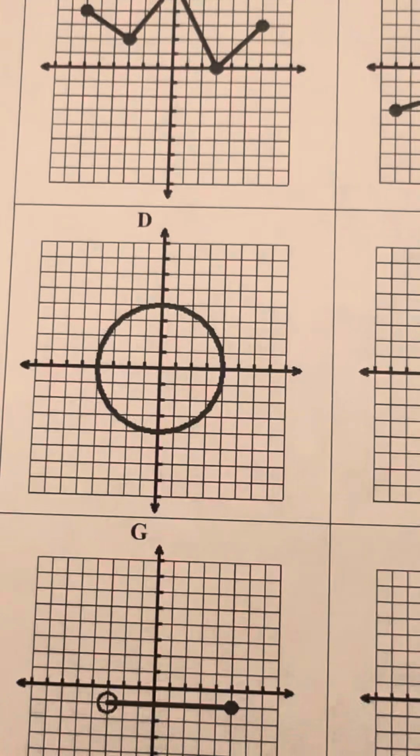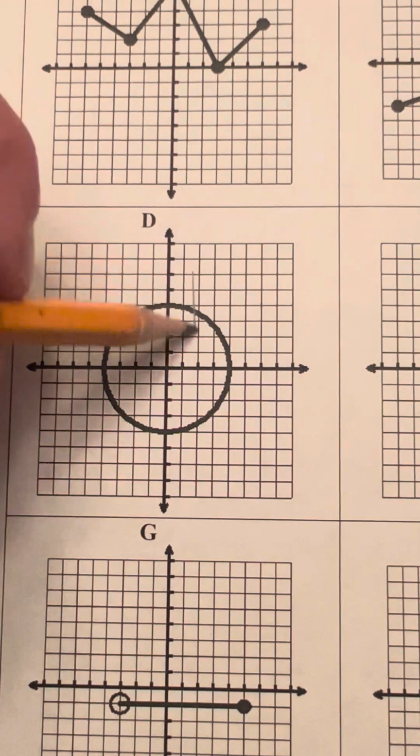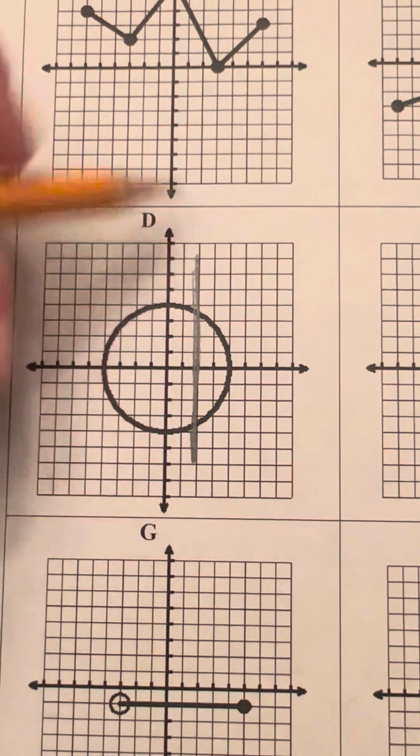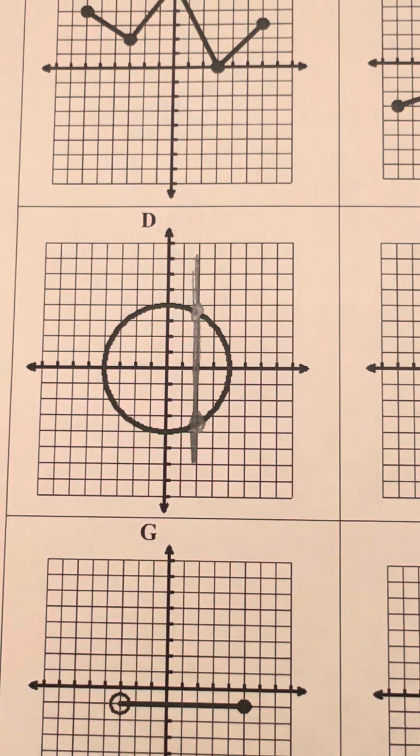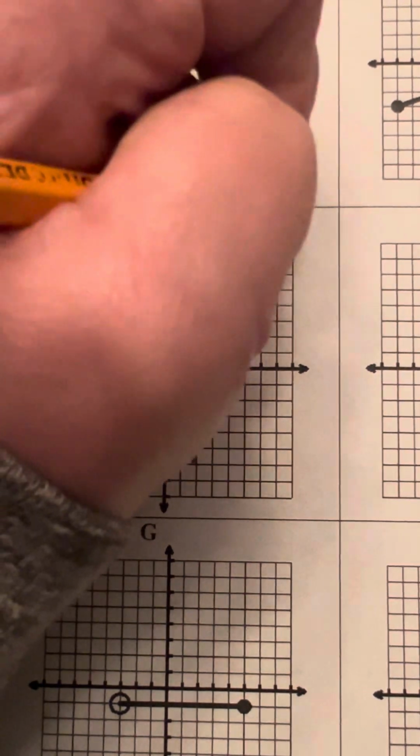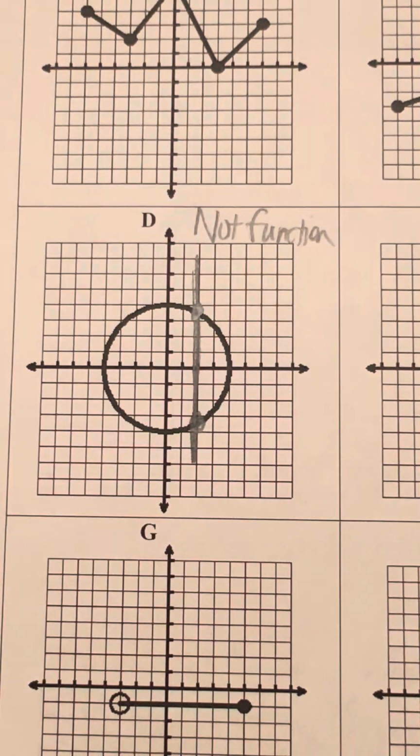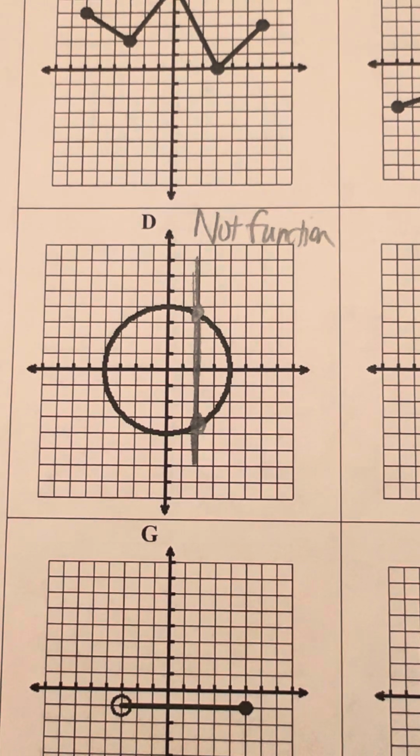All right, let's take a look at D. D is a circle. And if I draw a vertical line anywhere on there, just so you can see, it goes through 2 points. And if it goes through 2 points, that means x has 2 different outputs or 2 different y values. And a function cannot have that. So this is not a function. So we'll start there. And then we can still do domain and range values because that's still a possibility.